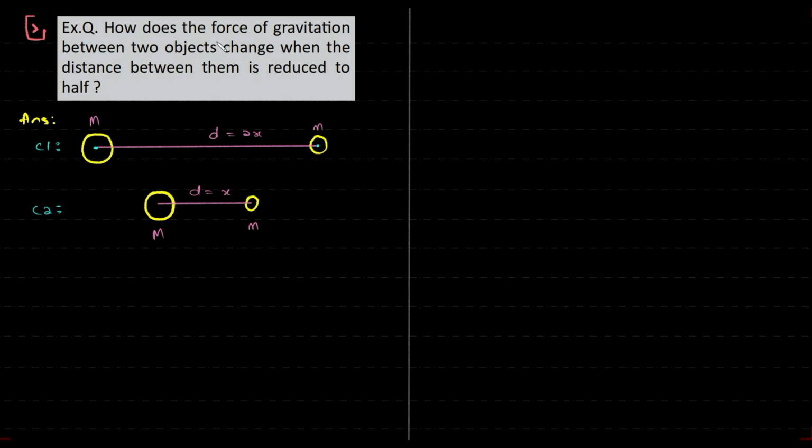Let's read the question. How does the force of gravity between two objects change when the distance between them is reduced to half? So we have to compare. What is it that we have to compare? Compare the change in gravitational pull. Okay, so let's begin with a statement.